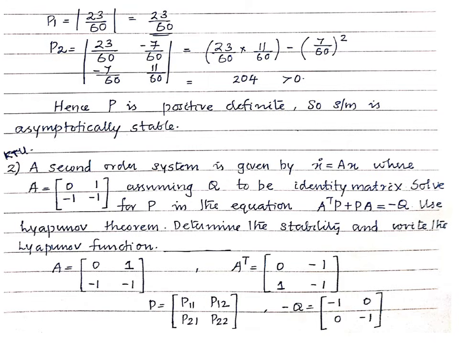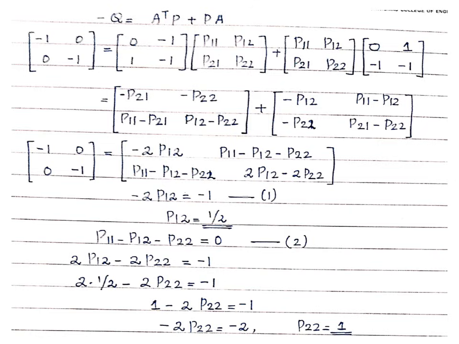Then the second question, which is shown in the figure: determine the stability, and we have to write the Lyapunov function. And we know the given A, and we take A transpose and assign P as a 2 by 2 matrix with P11, P12, P21 and P22, and minus Q is equal to minus of the identity matrix, so minus 1, 0, 0, minus 1. Then our main equation is minus Q is equal to A transpose P plus PA. We substitute all these matrix values in this equation. Then by solving, we are getting the first equation. From the first equation, we can find P12. Then we are getting the second equation. By solving this one, we are getting P22.